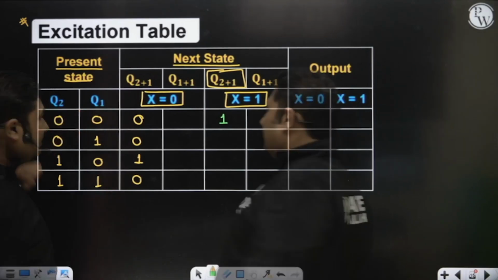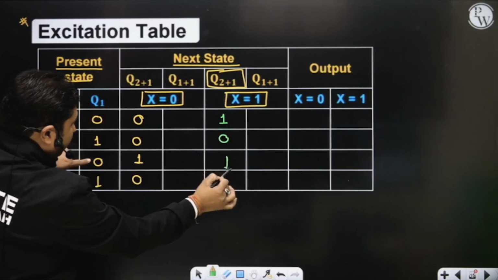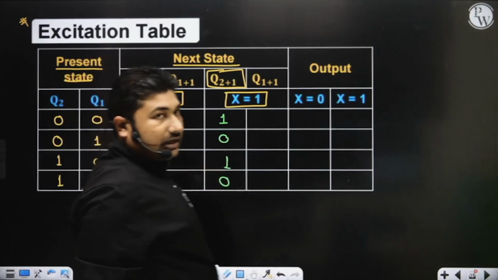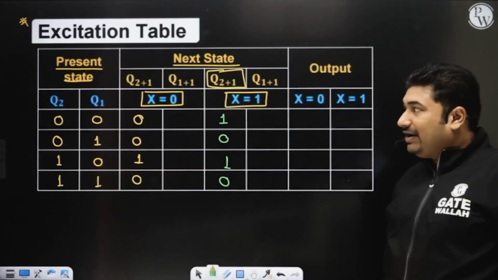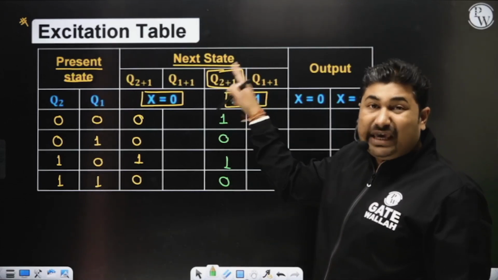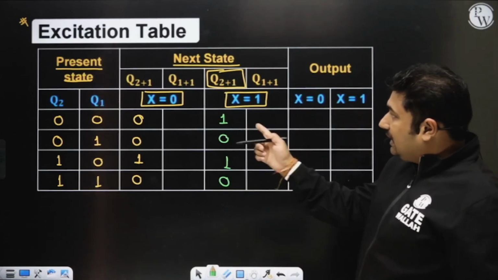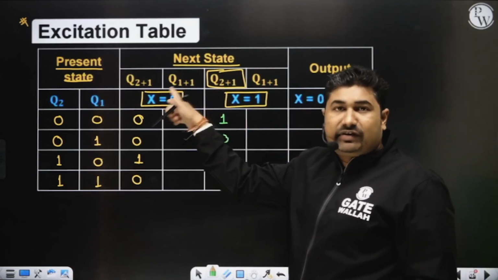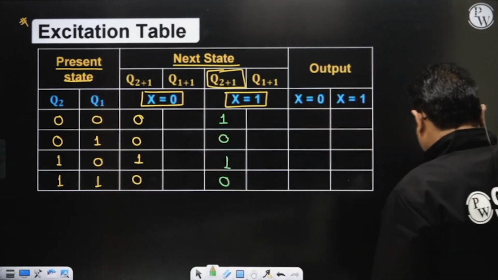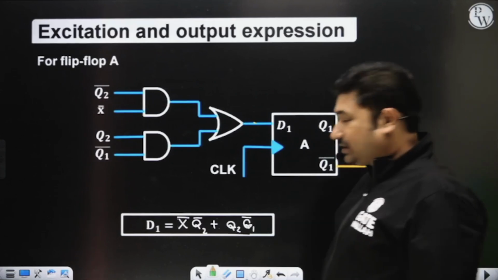Then again for this, 0. For this, 1. For this, 0. How have I represented this? This is the next state of B flip-flop when x is equal to 1. Now come to the next state of A flip-flop with x equal to 0. So I am going to check the next state of A flip-flop with x equal to 0.